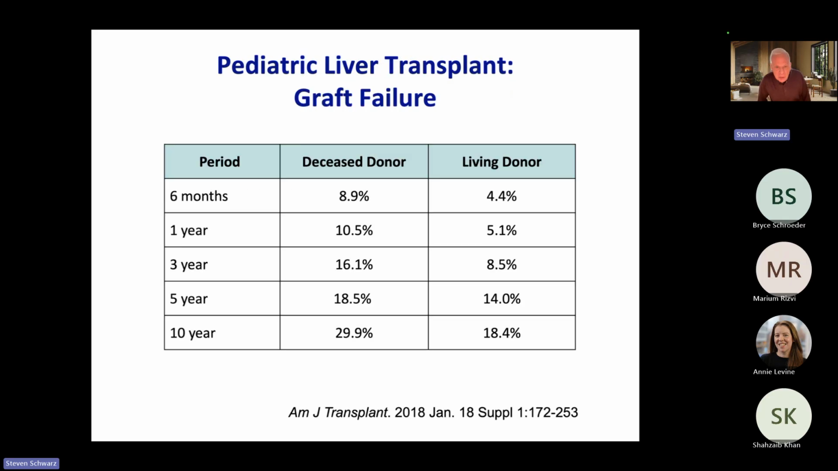Again, I mentioned earlier the difference between the deceased donor and the living donor. Again, this is perhaps a simpler way of looking at it. This is graft failure from 6 months out to 10 years, and you can see obviously the differences between the deceased donor and the living donor.